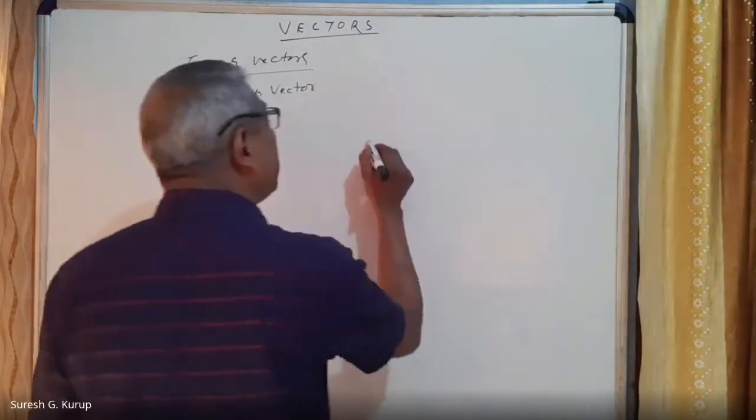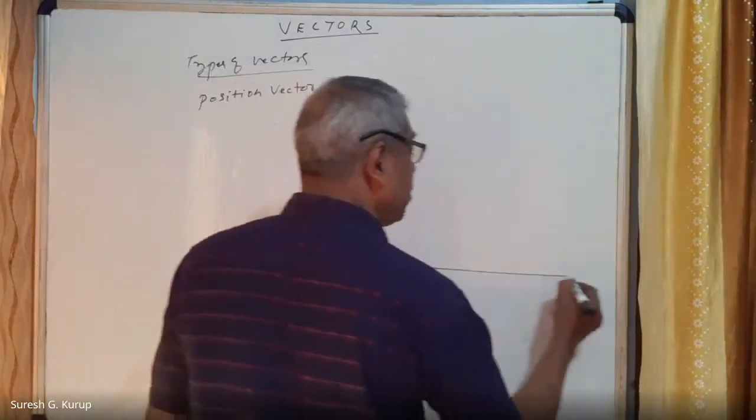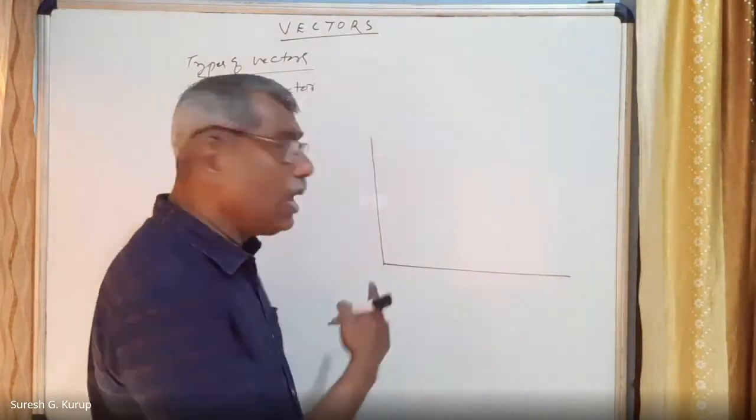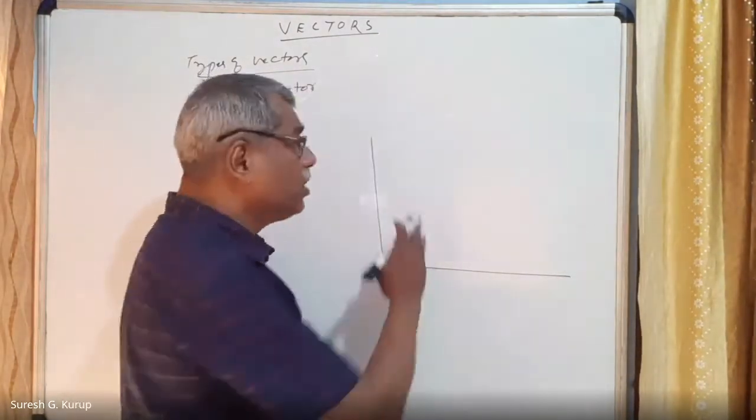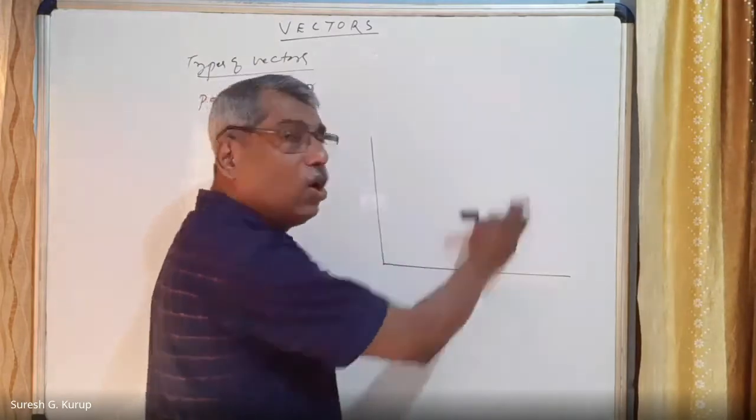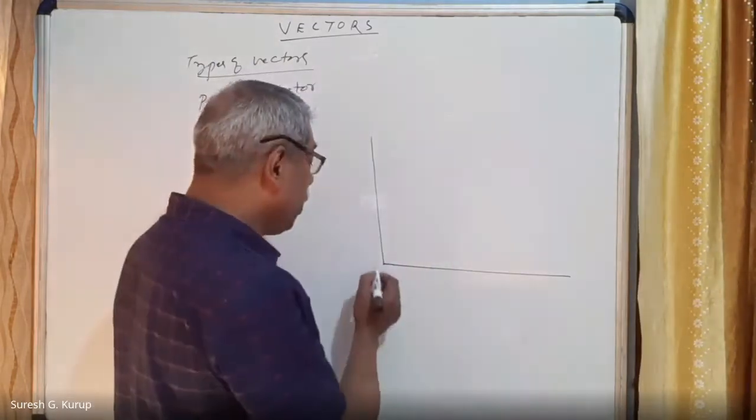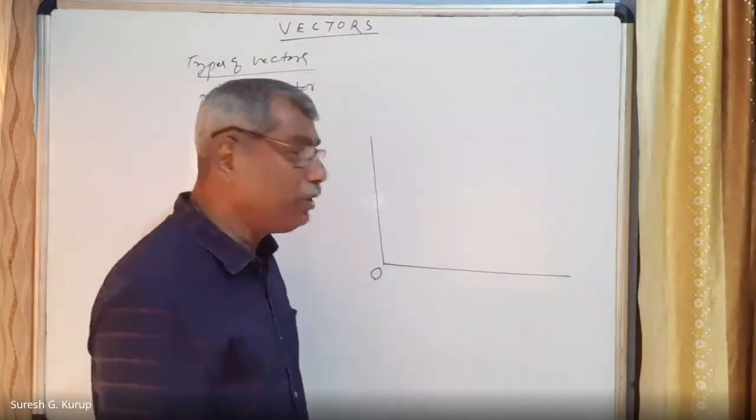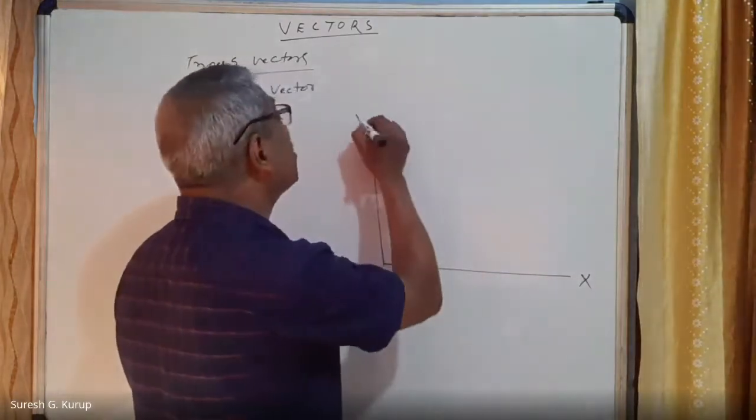That only I am doing here now. See, suppose this is one side of a table and this is another side of the table. This is the surface of the table, the plane of the table, right? This point where you stand is the origin. This is the x-axis and this is the y-axis.